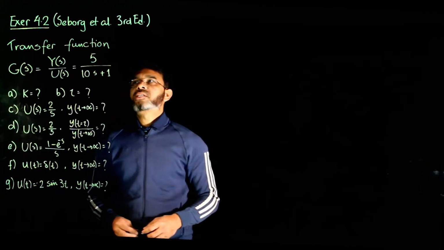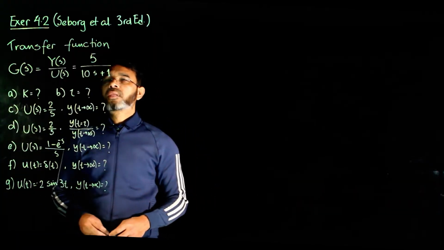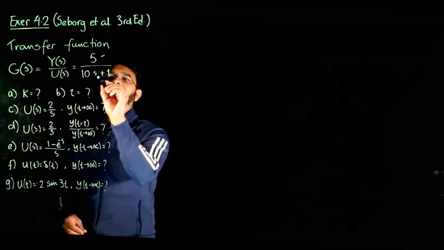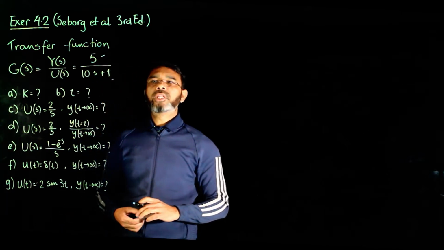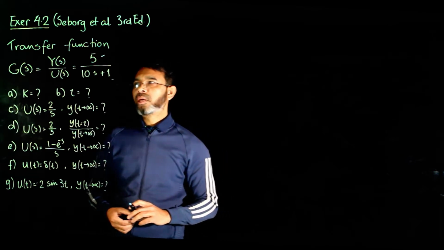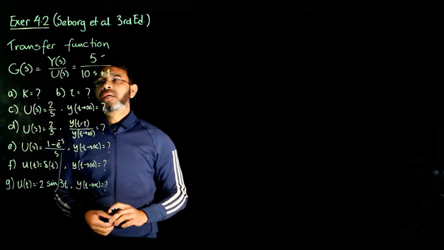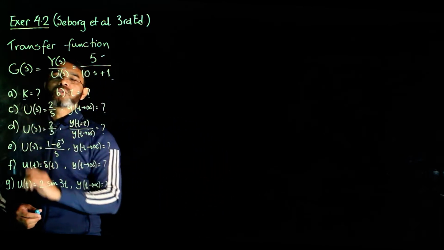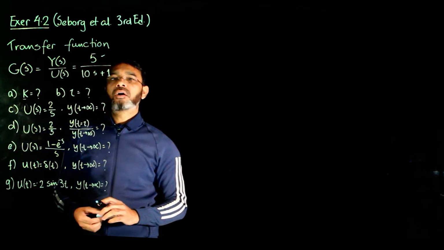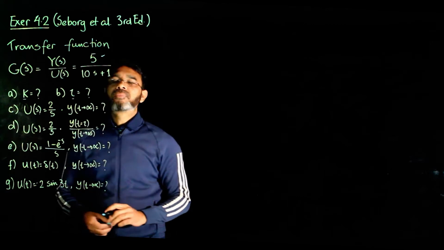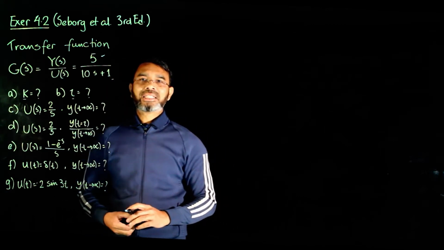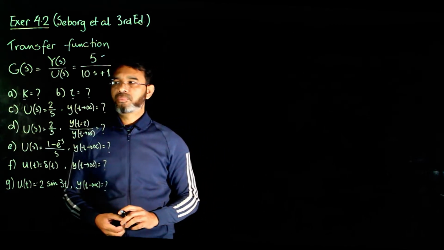So we are given a transfer function, which is 5 over 10s plus 1. It's a first order transfer function without any delay term. The first part asks you to find the gain of the process. Part B asks you to find the time constant of the process.